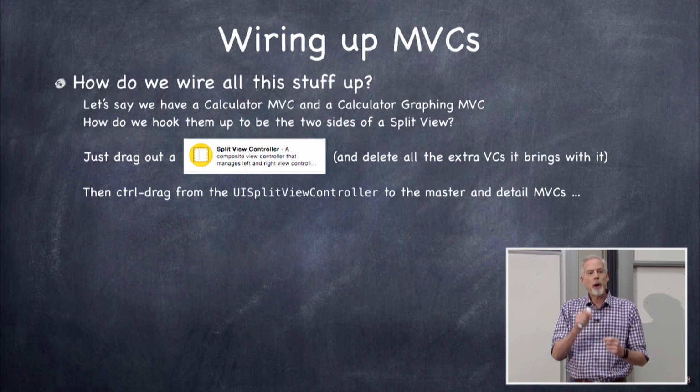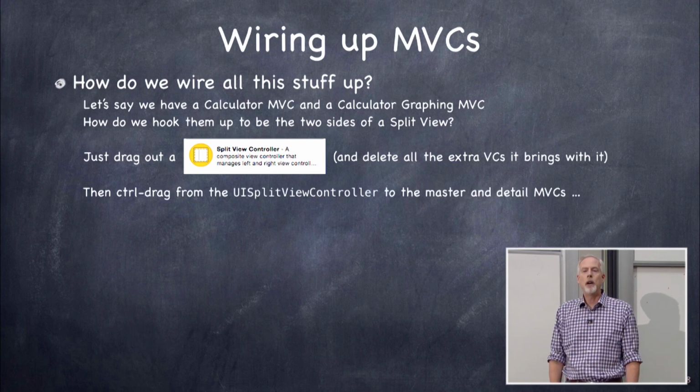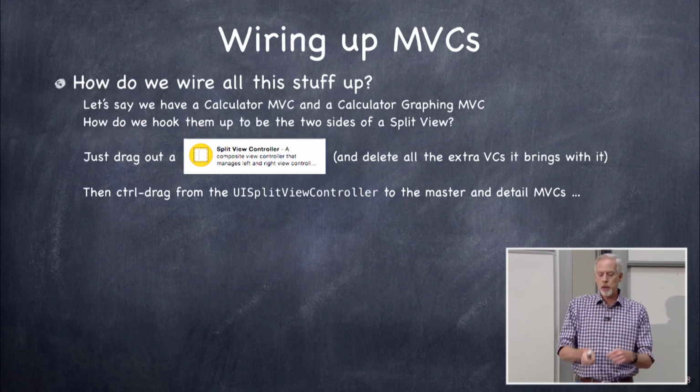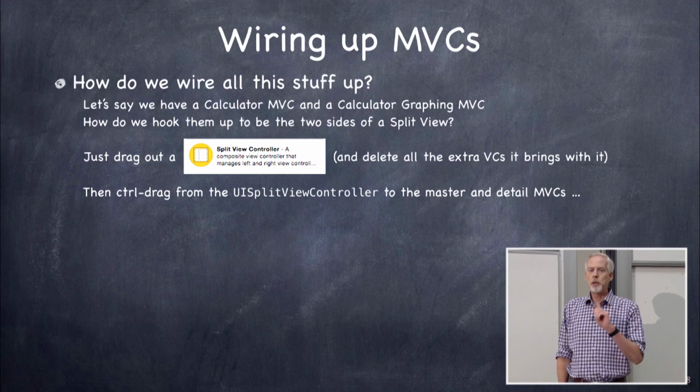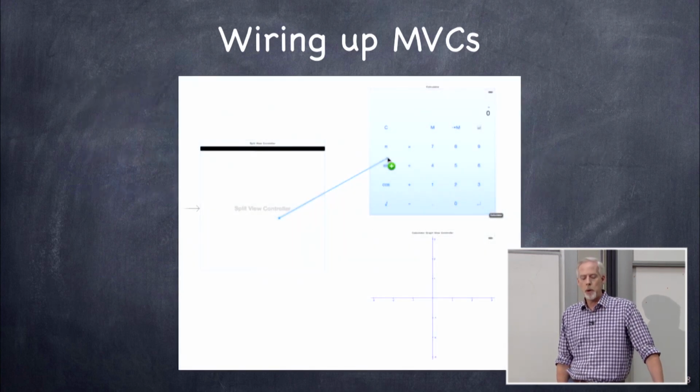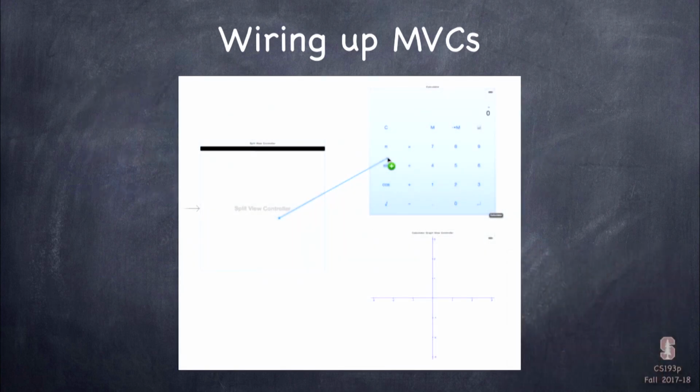And then we control drag from the split view controller to our master, and we control drag to our detail. Same thing with a tab bar controller. We drag it out, and then we just control drag to each of the MVCs in there. Navigation controller is a little bit different, and I'll show you that in a moment. So this is what it looks like approximately in Interface Builder.